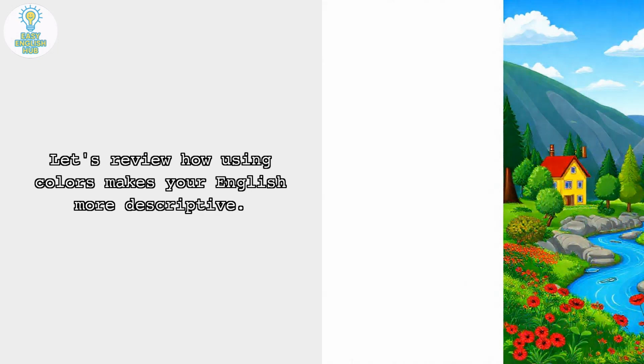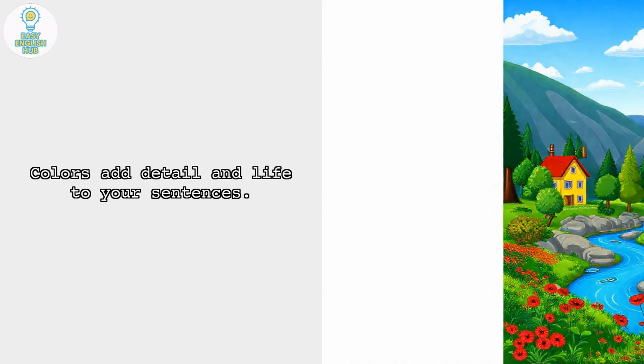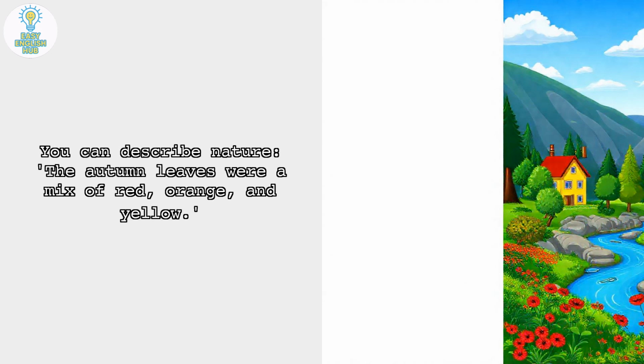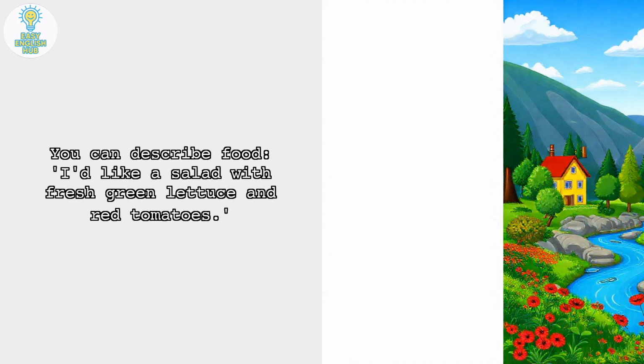Let's review how using colors makes your English more descriptive. Colors add detail and life to your sentences. Instead of I bought a car, say I bought a sleek black car. It creates a much clearer image for the listener. You can describe people. The man with the gray hair is my teacher. You can describe nature. The autumn leaves were a mix of red, orange, and yellow. You can describe food. I'd like a salad with fresh green lettuce and red tomatoes.